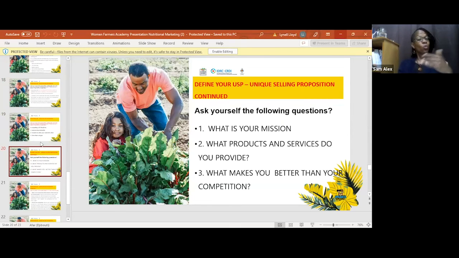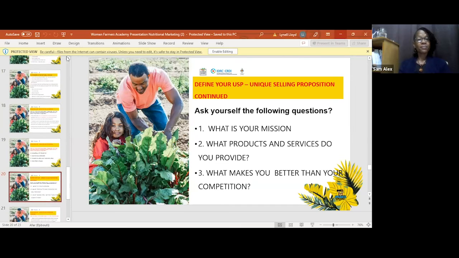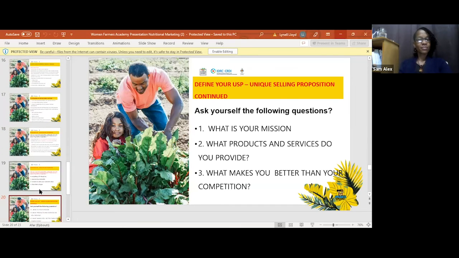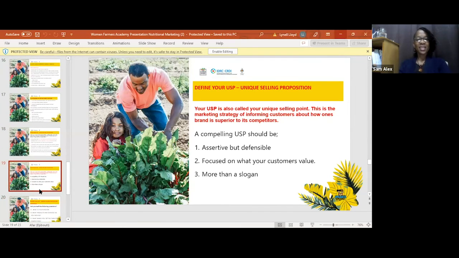Right, and then we spoke about what a unique selling proposition should be. Oh, you had skipped one. Okay. Assertable but defensible, focused on what your customers value more than just a slogan, and it was broken down so you would understand each aspect of it. Okay, let's move to the next one.